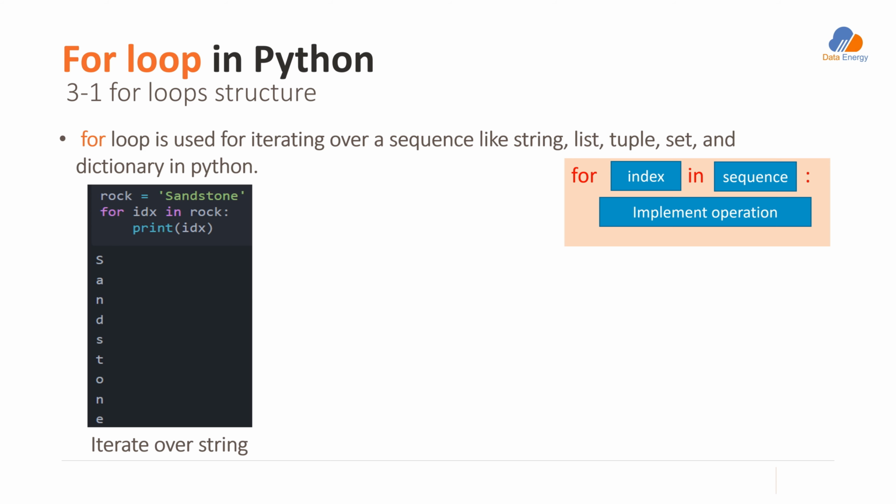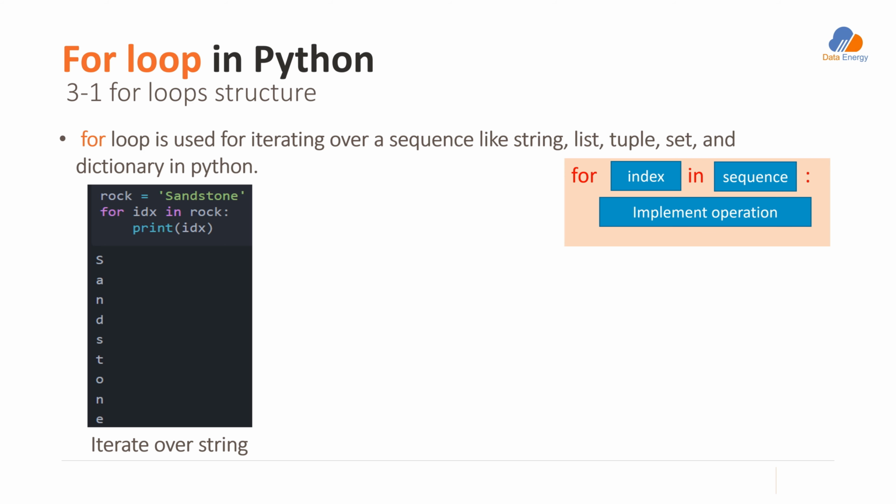In this example, we want to print each character of the string object separately on the screen. This Python code initializes a variable rock to the string value sandstone. The code then enters a for loop that iterates over the characters in the string rock one at a time. During each iteration of the loop, the current character in rock is assigned to the variable idx and then printed to the console using the print function. After printing each character, the loop moves on to the next character in rock and repeats the process until all characters have been processed. The overall effect of this code is to print each character in the string sandstone on a separate line.